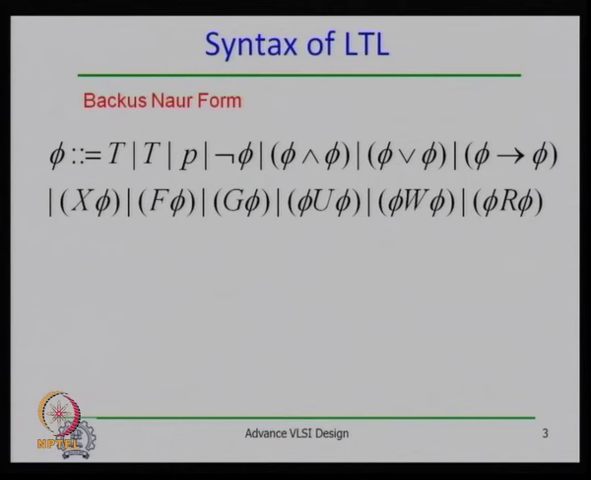There is an until operator. The until operator says that one formula holds good until another formula holds good. In the same way, there is a weaker version of until that is called weak until, defined as phi weak until psi. I will discuss why this is weak and why we need it. And then there is another operator called the release operator. So, these are the 6 temporal operators X, F, G, U, W and R.